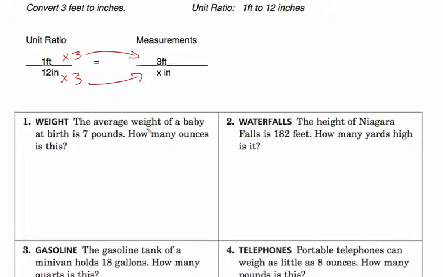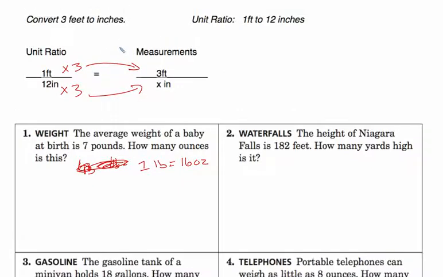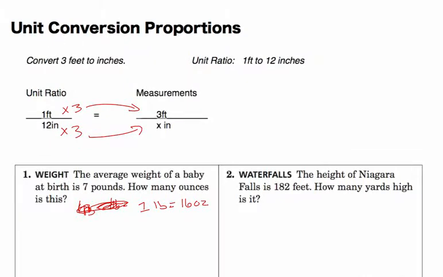Okay, this one: an average weight of a baby at birth is 7 pounds. How many ounces is this? So you need to look up and get that 1 pound, which is abbreviated LB for some reason, equals 16 ounces. Okay, so use that for your unit ratio. Then make that equal to the measurements. Make sure you line up. Whatever's on top should be on top. Whatever's on bottom should be on bottom. Okay, so that's the unit ratio, unit conversion proportions.